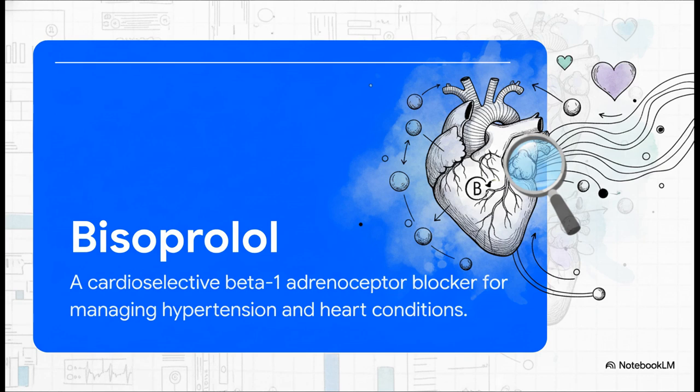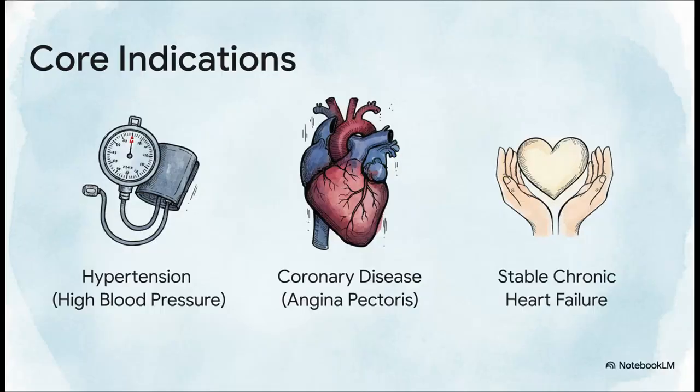What exactly is bisoprolol? Well, it's a beta blocker, but the key word here is selective. It's highly selective for those beta-1 receptors in the heart. And that selectivity is really the secret sauce to how it works and its side effect profile, especially when you're using lower doses. So where do we use it? Well, its main gigs are hypertension and angina.